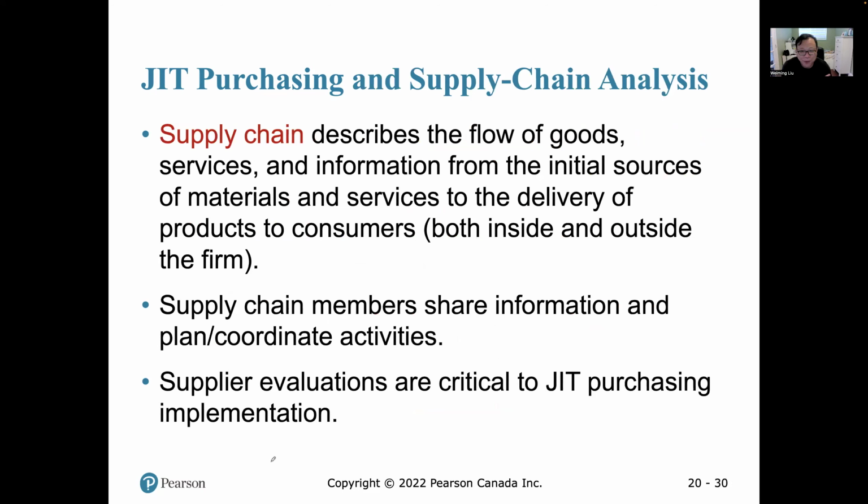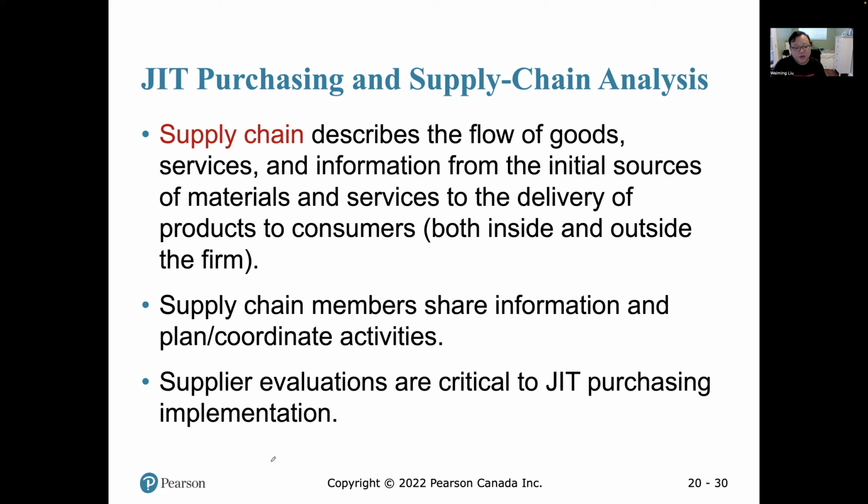Supply chain is very important. Nobody can deny the importance of supply chain, especially since during COVID-19, right? So what is the supply chain? This describes the flow of goods, services, and information from initial sources of materials and services to the delivery of product to consumers.